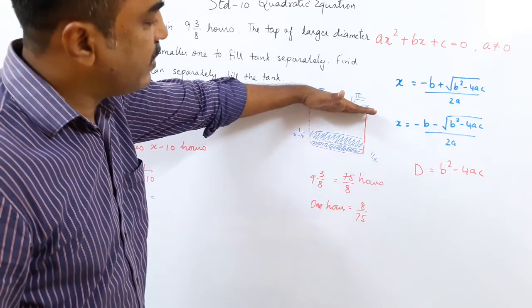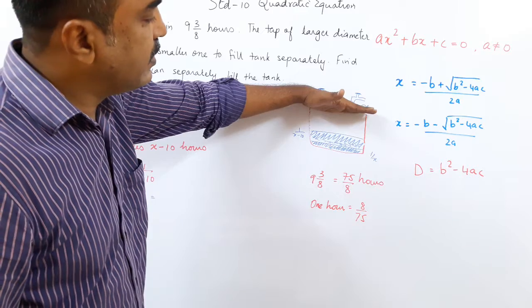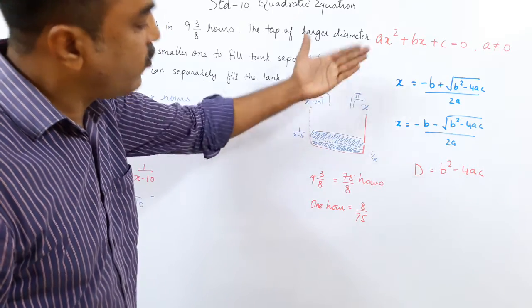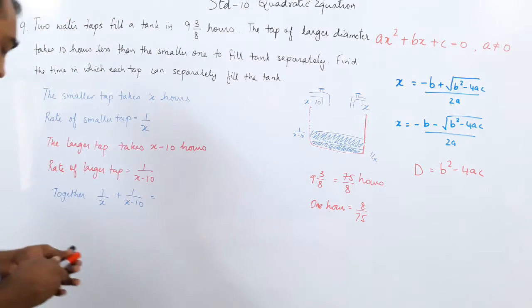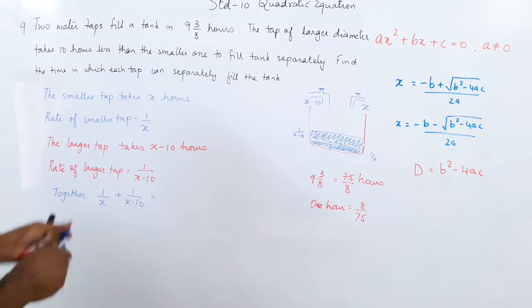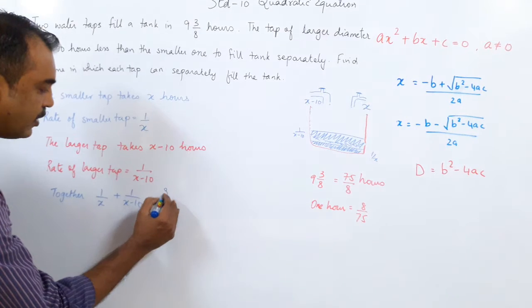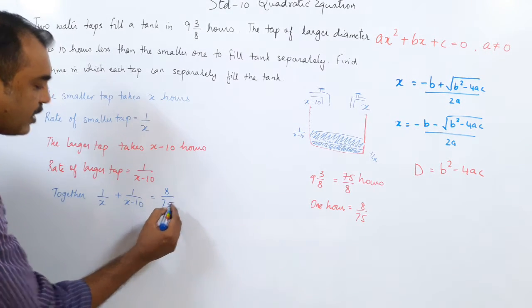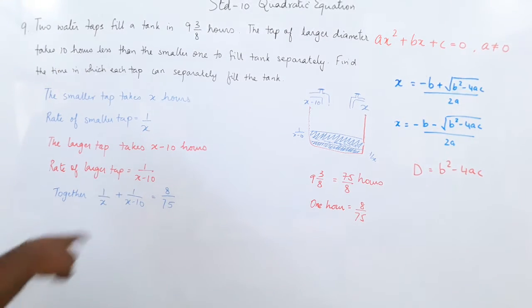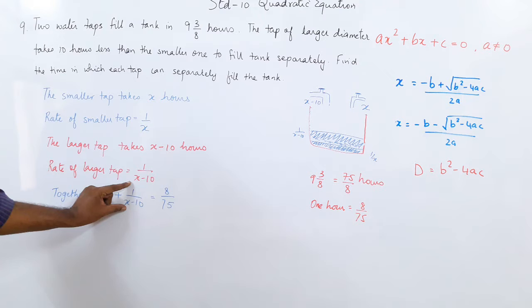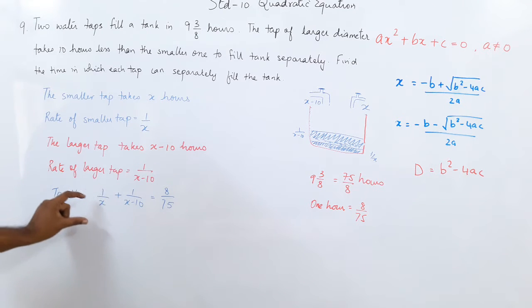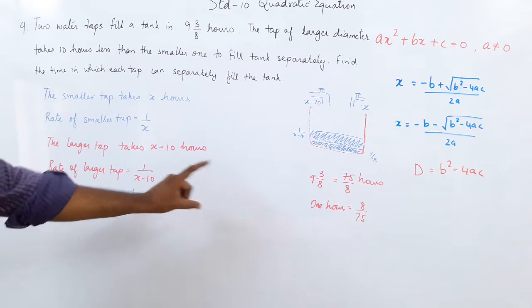Now this whole tank takes 75 by 8 hours to fill up. Means in 75 by 8 hours the whole tank fills up. Then in 1 hour how much fills up? That is the rate, so 8 upon 75. Together in 1 hour they filled up 8 upon 75 of the tank. So this is the thing we get. In 1 hour the small tap filled up this much, in 1 hour the big tap filled up this much, and together they work for 1 hour, and in 1 hour they filled this much of the tank.